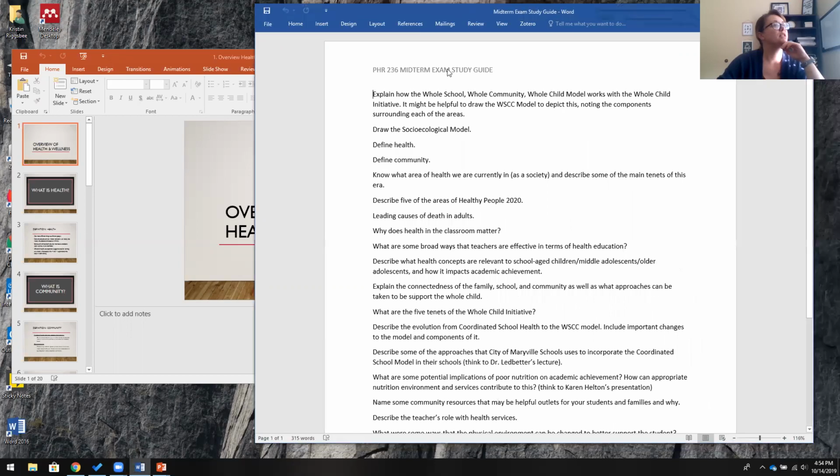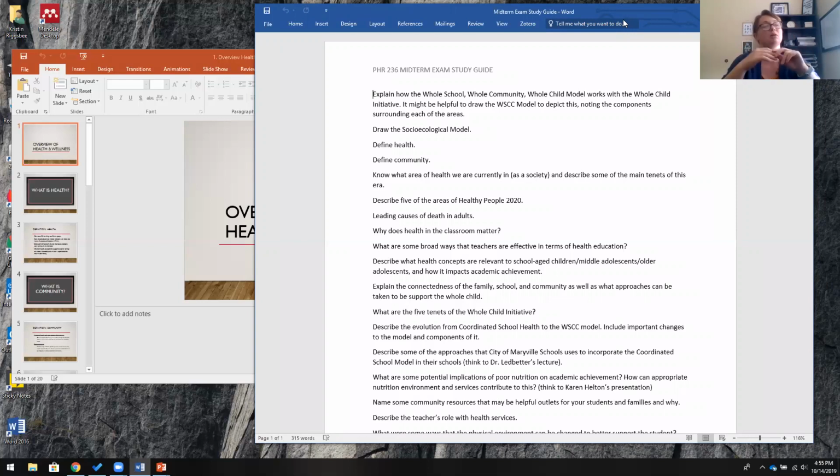The first thing on the study guide is explaining how the whole school, whole community, whole child model actually works with the whole child initiative. You're clearly not going to be able to draw the models on the online exam. However, think about how the 10 different components of the WSCC relate to the 5 whole child tenets. For example, you can pick one whole child tenet and talk through how it could be in different parts of the WSCC.